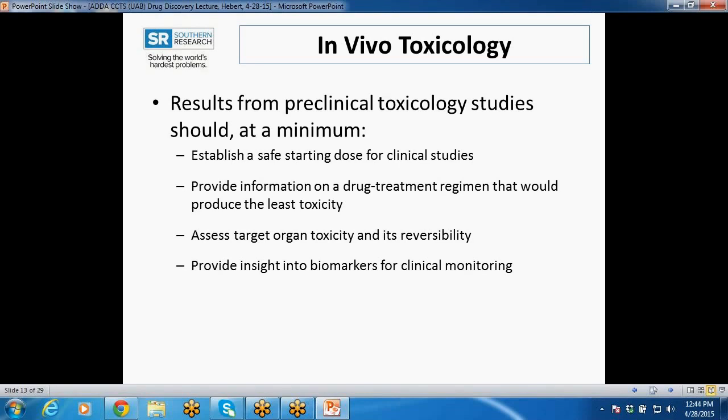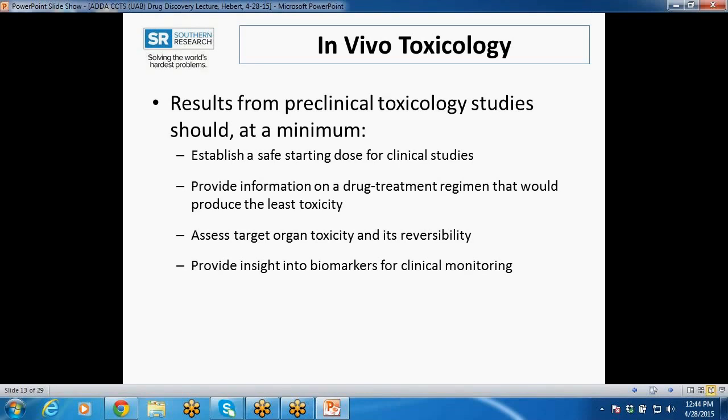One thing you want to get out of your in vivo toxicology testing is an idea of what your target organs may be. That's so that when you do your testing in humans, you can more intelligently plan what sort of monitoring you're going to do in your clinical trials. If you know that there's a potential for liver toxicity, then you know to look for that when you do your clinical trials. And also, you want to get an idea of reversibility of toxicity.